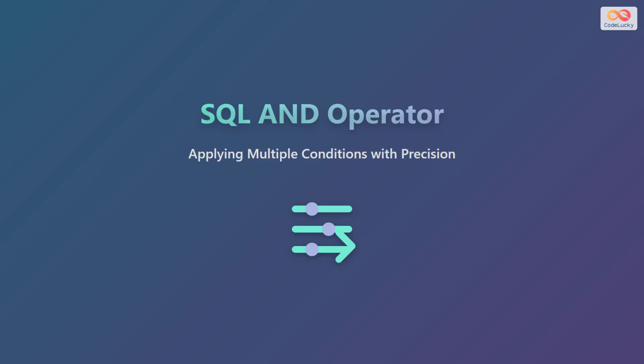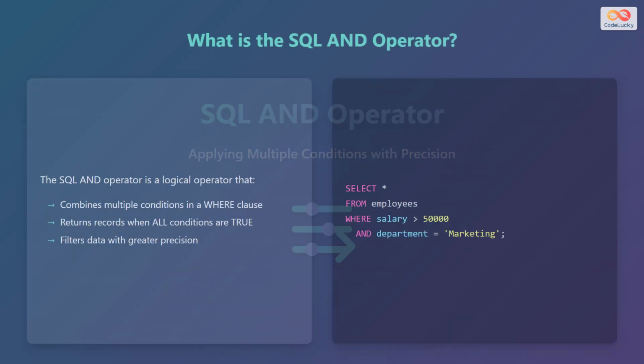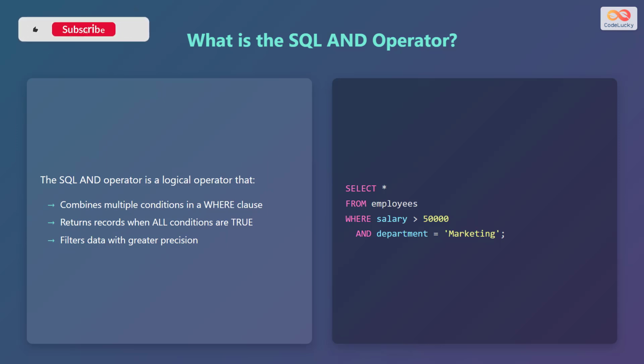Let's explore the SQL AND operator. Learn how to apply multiple conditions with precision to refine your SQL queries. The SQL AND operator is a logical operator that combines multiple conditions in a WHERE clause. It returns records only when all the specified conditions are true. This allows you to filter data with greater precision.